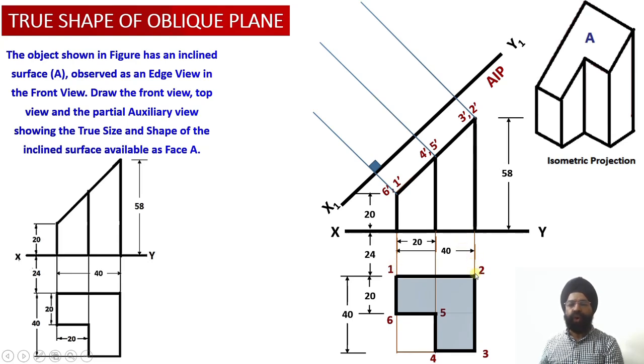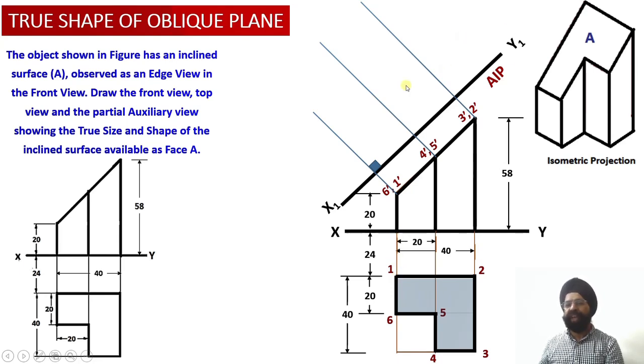Distance of point 2 from the vertical plane happens to be 24 millimeter. Distance of point 3 from the vertical plane is equal to 64 millimeter. Then distance of point 4 from the vertical plane happens to be 64 millimeter. Similarly, the distance of point 5, which is appearing in the top view, from the vertical plane happens to be 44 millimeter. And finally, the distance of point 6 from the vertical plane happens to be once again 44 millimeter. We have evaluated the distances of all these points from the vertical plane.